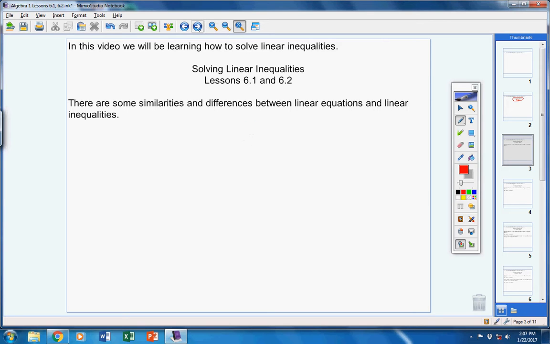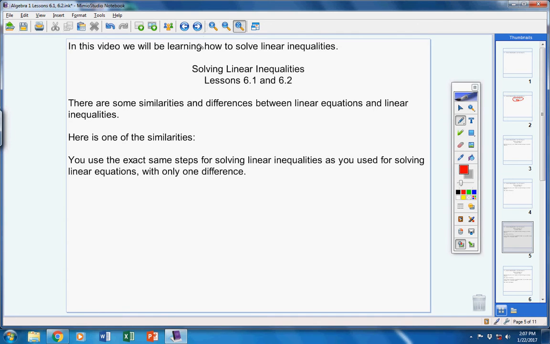Now, understand there are some similarities and differences between linear equations and linear inequalities. Okay? Here is one of the similarities. Please listen carefully. You use the exact same steps for solving linear inequalities that you used for solving linear equations, with only one difference, and we'll get to that difference a little later.